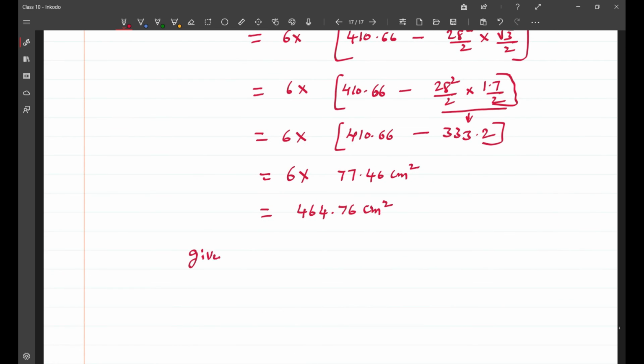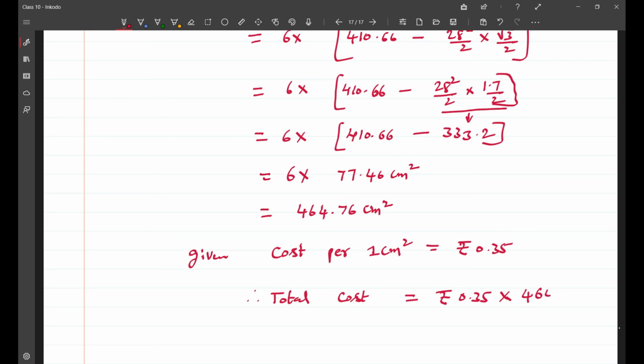Given: cost per 1 centimeter square is equal to rupees 0.35. Therefore the total cost of design is equal to rupees 0.35 multiplied by 464.76, that is equal to rupees 162.66.